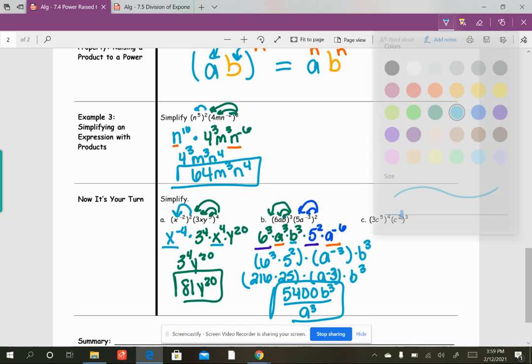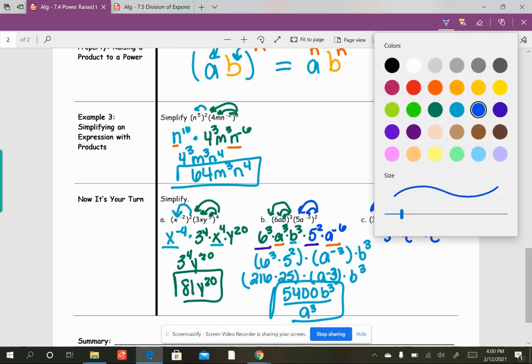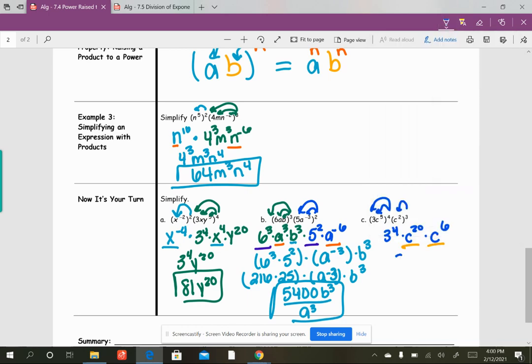All right, last one that we have to do. We have distributing the 4, so it ends up being 3 to the 4th times c to the 20th. And then we need to distribute the 3. It becomes c to the 6th. Go back, combine like terms, c's. So we have 3 to the 4th power times c to the 26th because we add. And then we go back and simplify 3 to the 4th, which we know is 81. And then c to the 26th stays up top as well.